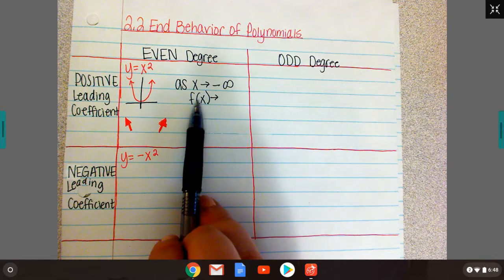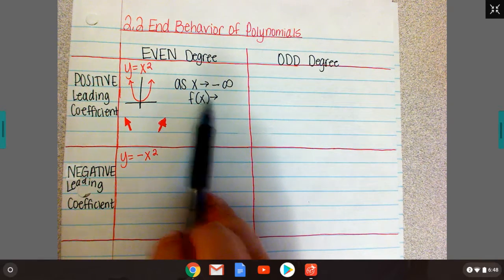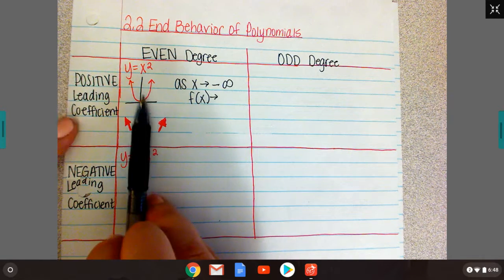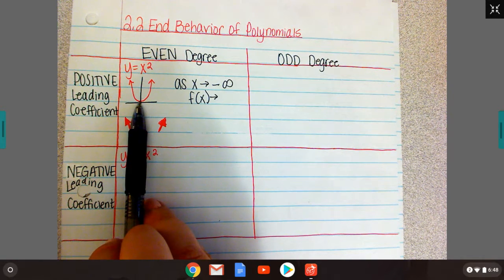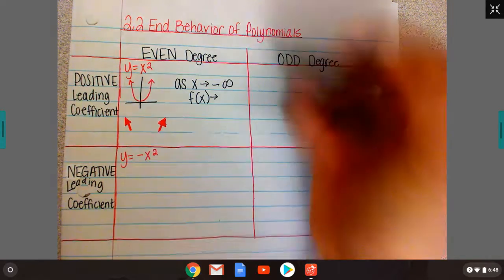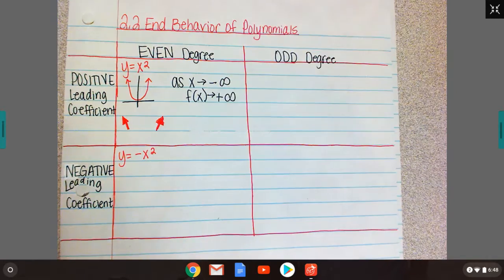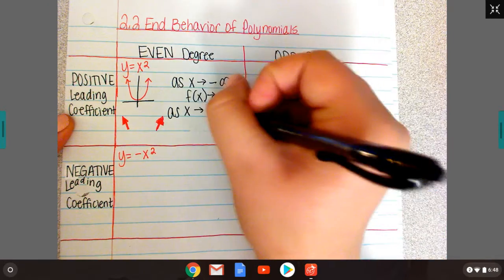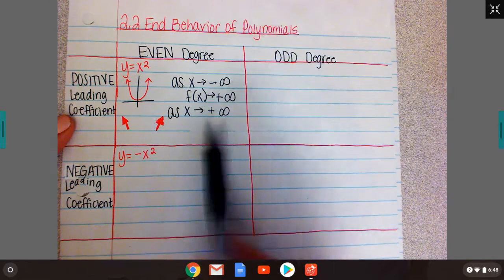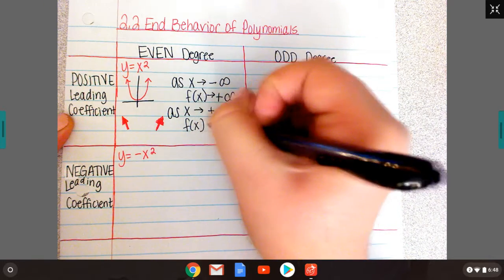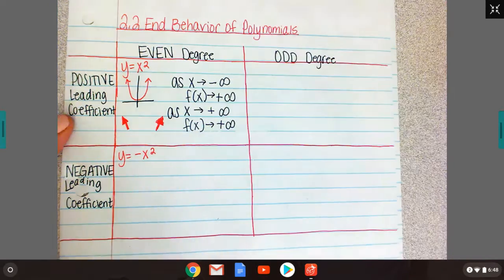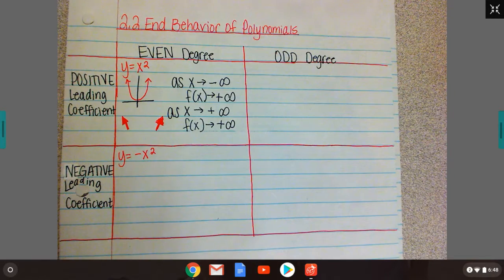So f of x does what? Y does what? Y is up and down movement. So as we go to the left, what does y do? As we go to the left, do we go up or down? That's really what this is saying. So if we trace our curve to the left, we went up. So that would be towards positive infinity. Similarly, as x goes towards positive infinity, as x goes to the right, f of x, or y, goes up or down. Well, it went up again, positive infinity. So those are the statements that we're going to have to do for all of these.